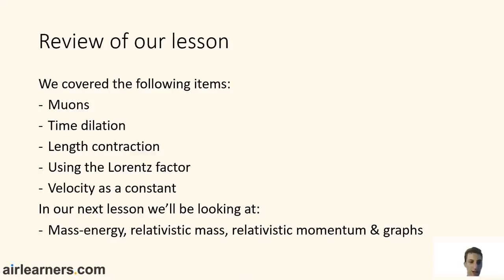All right, just a very brief review of our quite complicated lesson. So we had a look at muons, those little particles. Time dilation and length contraction we did for most of the lesson. We looked at using the Lorentz factor and using velocity as a constant in all frames of reference. The next lesson and the final lesson of content for a review lesson in Area Study 3, we'll take a look at mass energy, and that includes relativistic mass, momentum, and some good graphs.